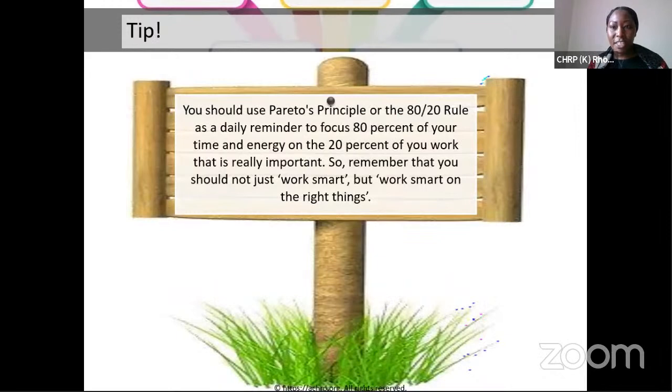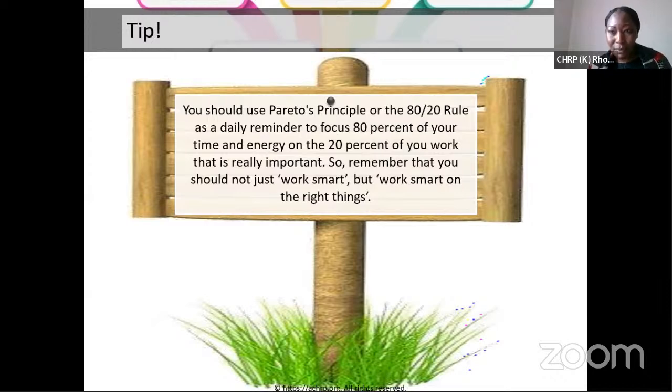And maybe just to give you a tip at this level as you bring up your questions for clarification: you should use the Pareto Principle, or what we call the 80-20 rule, as a daily reminder to focus 80% of your time and energy on the 20% of your work that is really important and very impactful. So remember that you should not just work smart, but work on the right thing.